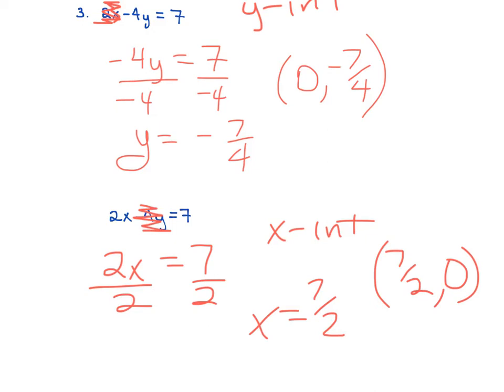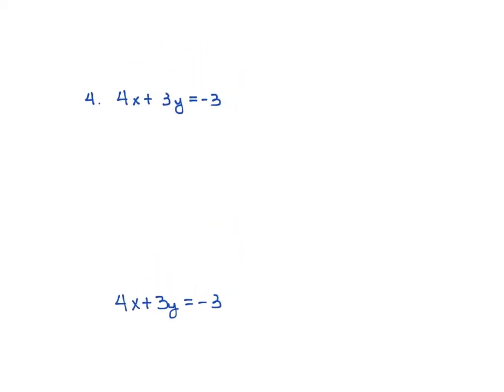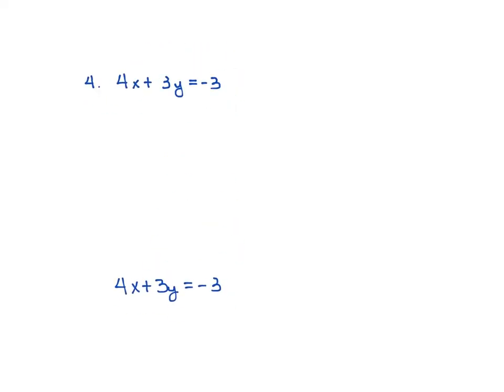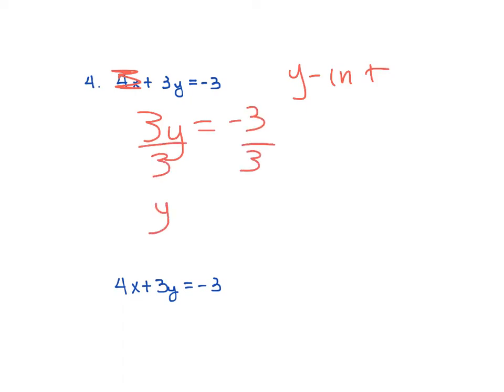Next one again, same thing. I can do my cover-up trick. To find the y-intercept, I cover up x. I solve what remains. So I divide by 3. And my y-intercept is going to be negative 1. So 0, negative 1.